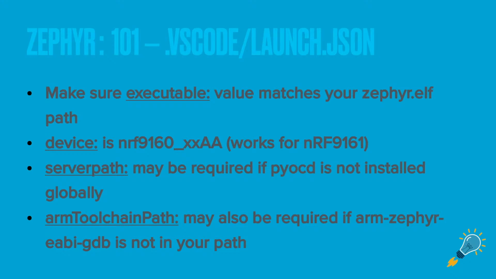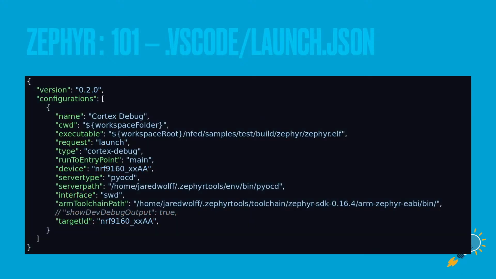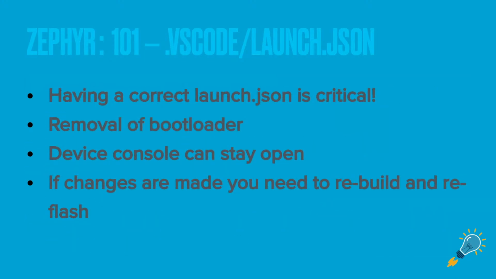Make sure, if you're having issues accessing: when I first started playing with it, I noticed it was getting an execution error. Turns out the debugger, or the extension, couldn't find my PyOCD implementation, or the PyOCD executable. So make sure that is set. Setting full paths rather than relative ones will probably save you a lot of headache as well. And then set the ARM toolchain path just to the place where the ARM Zephyr UBI GDB is, I believe. Let's see, is that in here? Yeah, it must know that the GDB is in there.